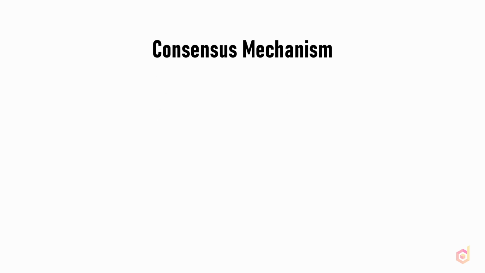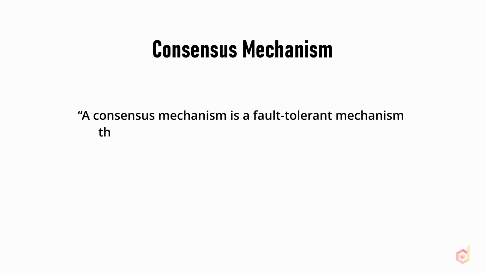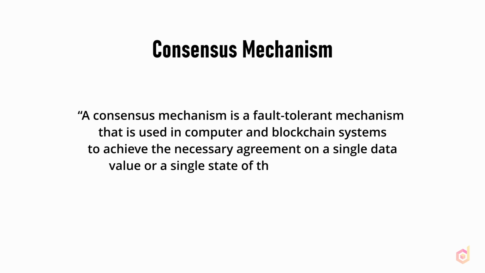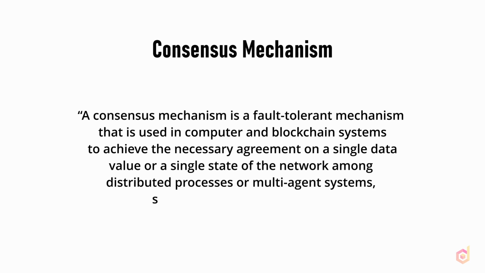There are different types of consensus mechanisms like proof of work, proof of stake, etc. The definition of a consensus mechanism goes like this: a consensus mechanism is a fault-tolerant mechanism that is used in computer and blockchain systems to achieve the necessary agreement on a single data value or a single state of the network among distributed processes or multiple systems such as cryptocurrencies.